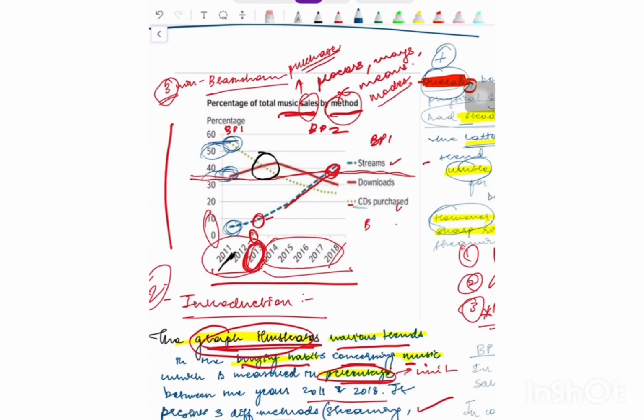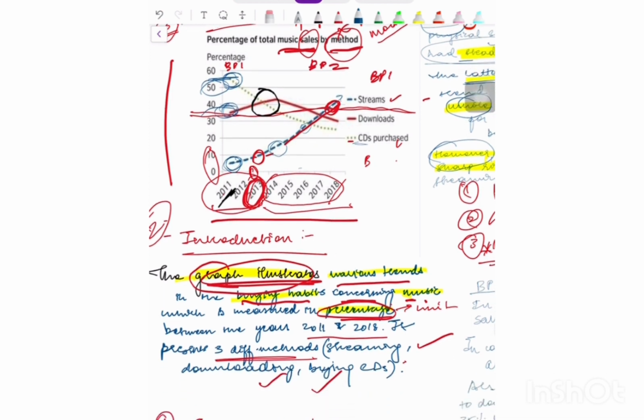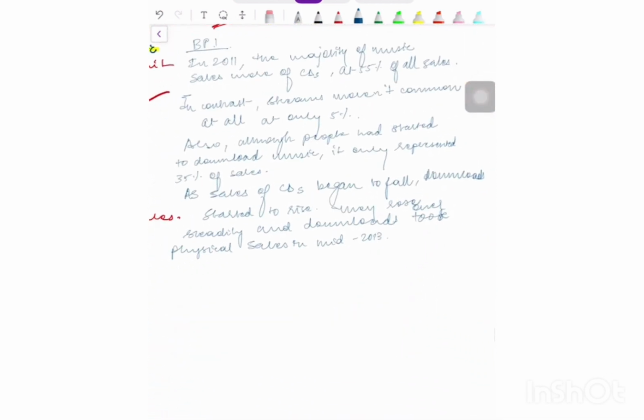And during the same period, streaming doubled to 10%. Like if it was at precisely 15%, during the same period it rose to 35%, and then it dramatically started to grow further. So that is our last line of body paragraph 1.